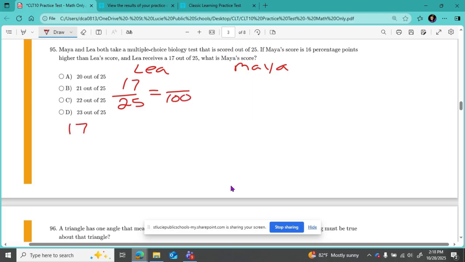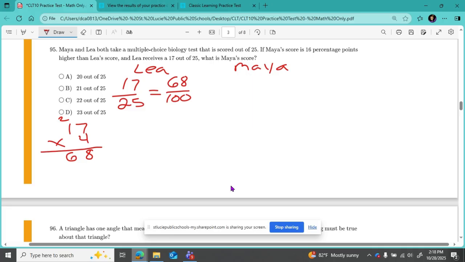So 17 times what? What do I got to multiply by? What did I multiply 25 by to make 100? I multiplied by 4. So I also need to multiply my 17 times 4, like equivalent fractions. 4 times 7 is 28. 4 times 1 is 4 plus 2 makes 6. So Leah had a 68.